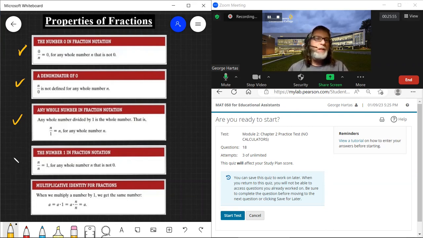The next property says that if you have the same number in the numerator and denominator of a fraction, the result is 1. And the last property we'll look at says that if you multiply any number a times 1, the answer is a, that same number. Now remember that 1 could be represented as some number over itself, and that's what they're saying here. We're going to see more of this when we're adding and subtracting fractions later on. Knowledge of these properties will help us solve some of the problems on the test.